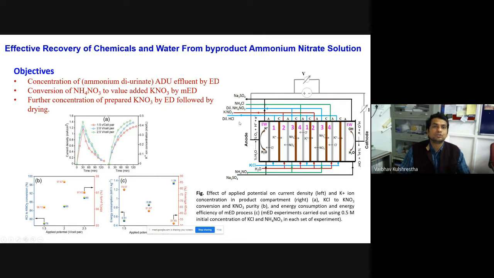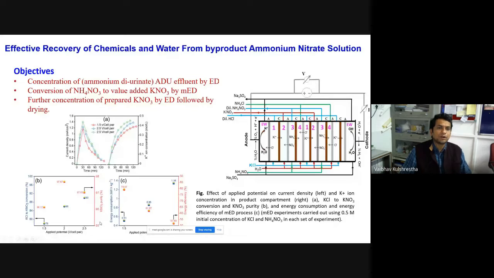So here we are using KCl and ammonium nitrate as a feed, and we are converting this to potassium nitrate, which is a fertilizer, and India totally depends on imports for the potassium rich fertilizer. So here we are converting low value potassium chloride to high value potassium nitrate, and the ammonium nitrate is converted to ammonium chloride, which can also be used.